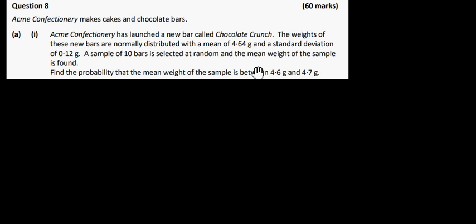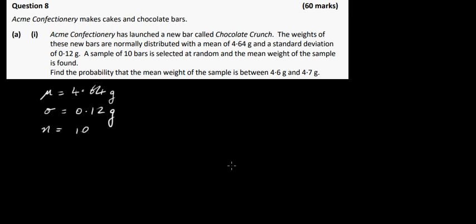The weight of these new bars are normally distributed with a mean of 4.64, so I'm just going to write this down as I go along. The mean is going to be 4.64 grams, that's the population mean, and the standard deviation is 0.12 grams. A sample of 10 bars, so our n is equal to 10, is selected at random and the mean weight of the sample is found.